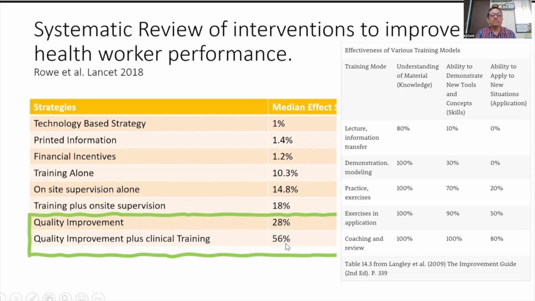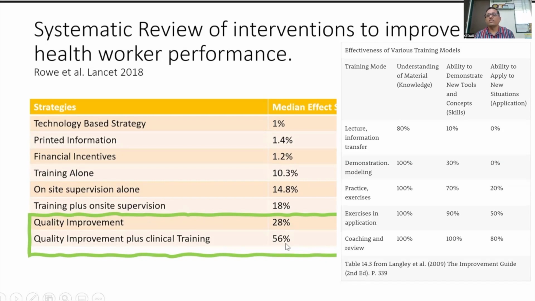The technology-based strategy, the effect size is only 1%. Printed information like posters and all, 1.4%. Financial incentive, 1.2%. Only training, 10.3%. Online supervision, 14%. Training plus supervision, 18%. Quality improvement, 28%. And quality improvement plus clinical training, 56%. So simply making guidelines, simply doing training is not enough. We need to have something more.